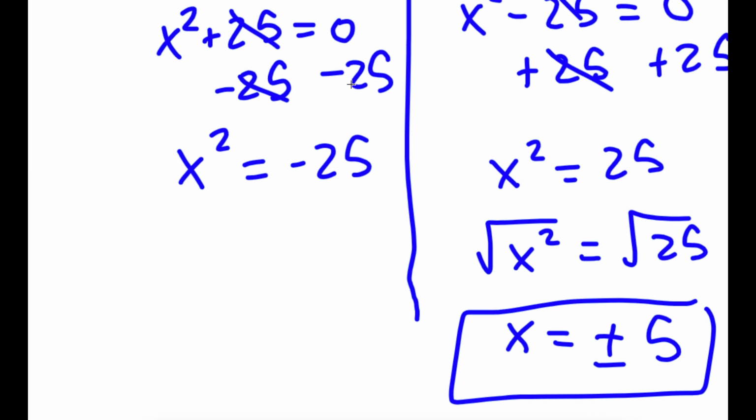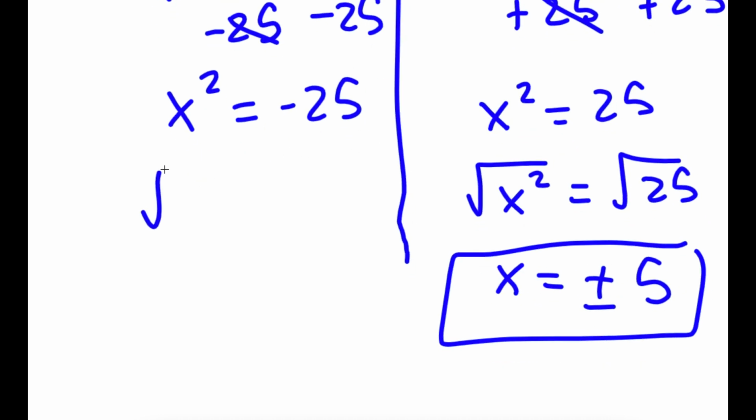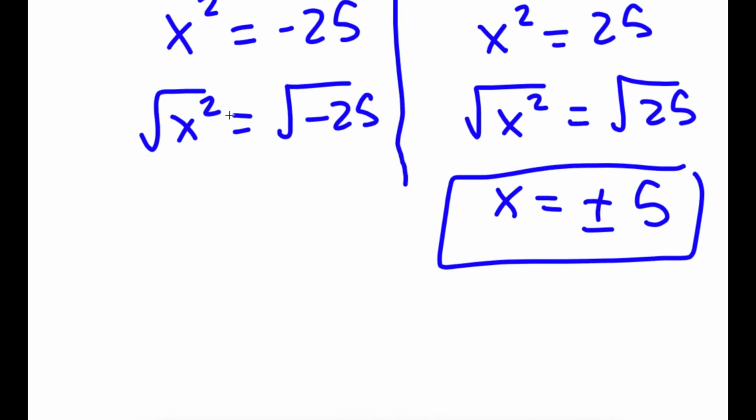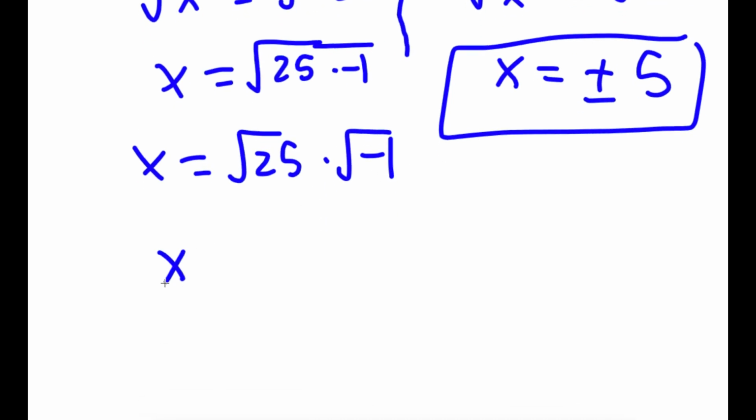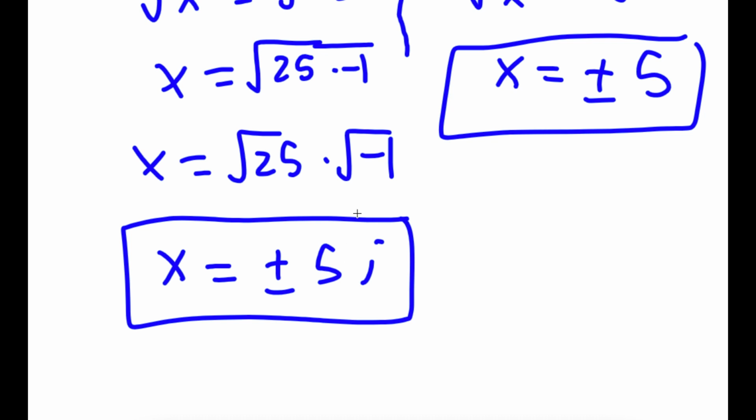And now I'm going to take the square root on both sides. So I have the square root of x squared is equal to square root of negative 25. And the square root of x squared, this is simply x. The square root of negative 25, well, that's the same thing as the square root of 25 times negative 1. And this is the same thing as the square root of 25 times the square root of negative 1. Now the square root of negative 1 is simply equal to i. So I have the square root of 25 is positive or negative 5i. So these, again, are two solutions.